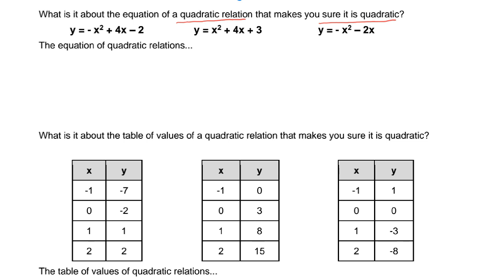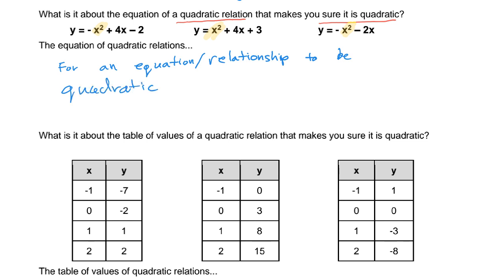I'm going to highlight it in yellow. You'll notice I have an x squared, an x squared, and another x squared in here. What makes these quadratic relations? For the equation, you're going to write: for the equation, or relationship, to be quadratic, there is an x squared term.